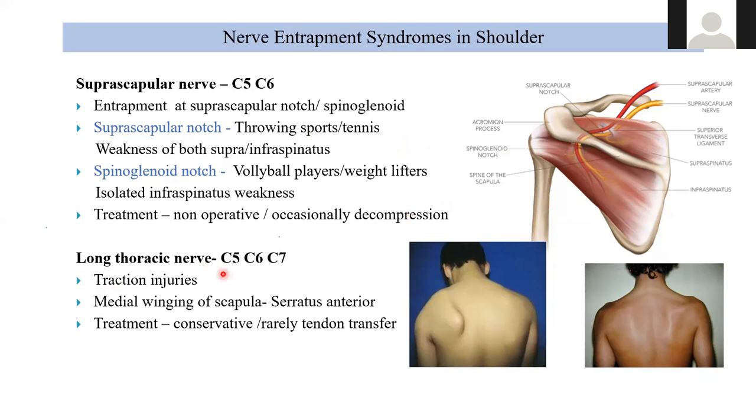The other common nerve entrapment is of the long thoracic nerve, which supplies the serratus anterior, commonly due to traction injuries. Some viral infections can also cause neuritis and this condition. Serratus anterior involvement usually presents with medial winging of the scapula due to the unopposed action of the rhomboids and the trapezius. The treatment is conservative, and rarely tendon transfers can be done.